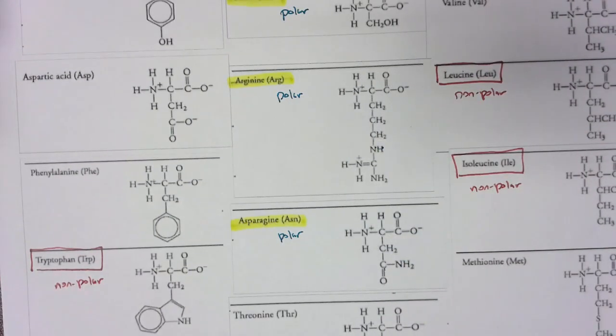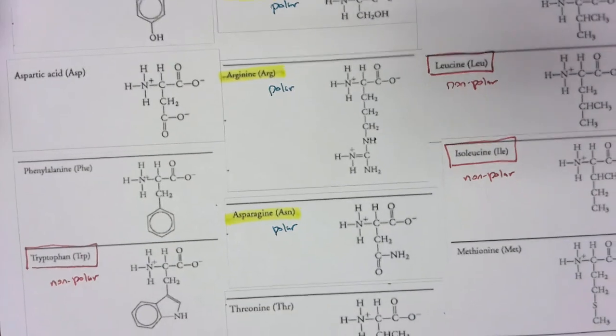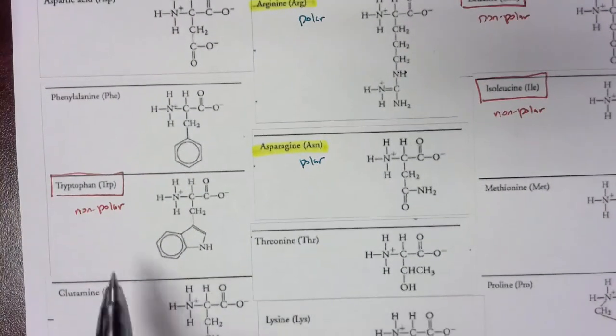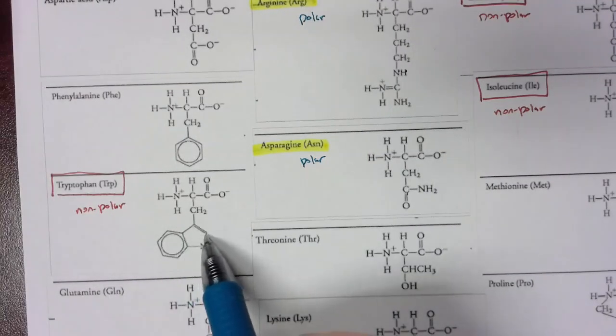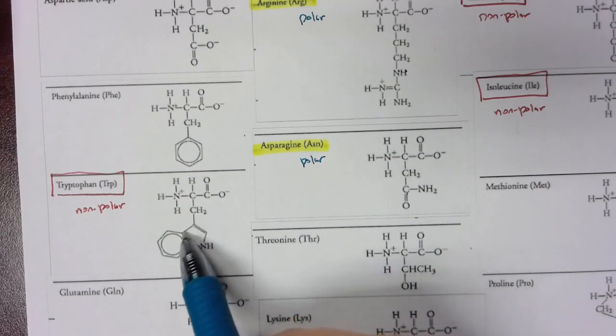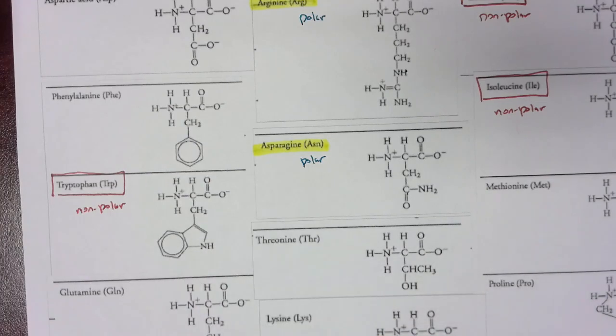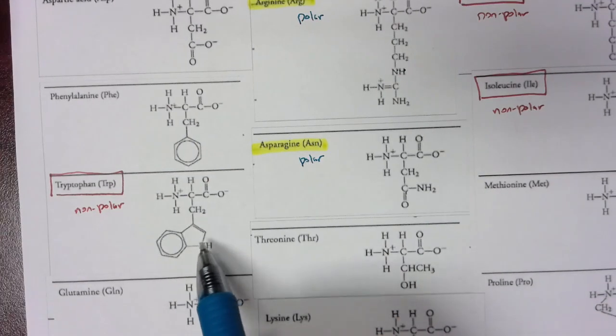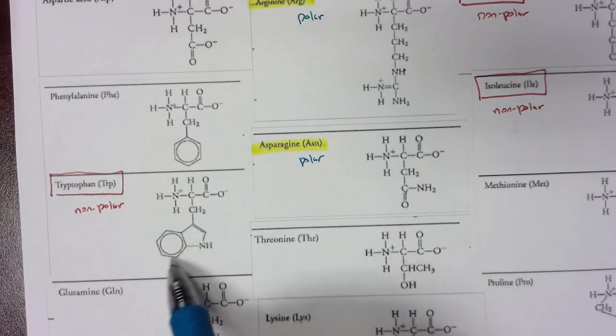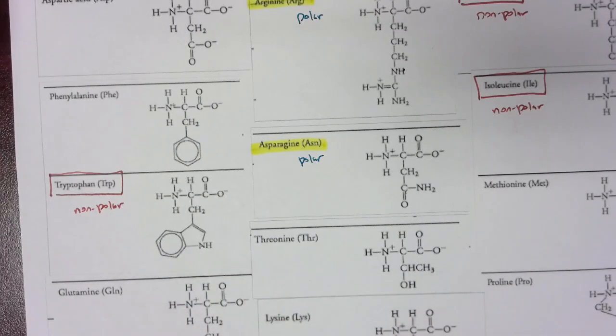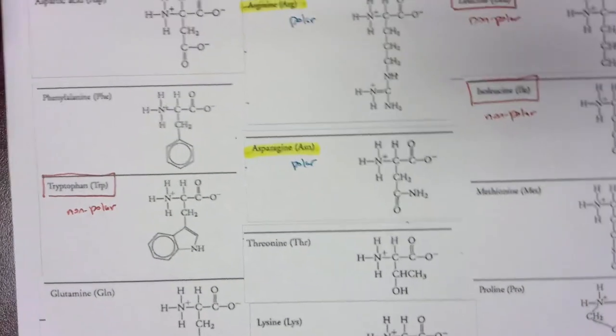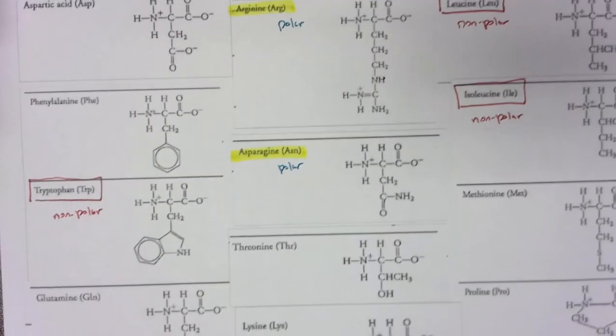Okay, for the nonpolar, I'm going to start over here with tryptophan. Tryptophan, as we can see from the skeletal structure, has 3 polar bonds. It has a CN bond here, a CN bond here, and an NH bond. However, the rest of the bonds are all nonpolar, and tryptophan behaves like a nonpolar amino acid. So looking at the proportion of nonpolar bonds versus polar bonds, we see that tryptophan is in fact more nonpolar than it is polar. So that's why it's classified in the nonpolar group.